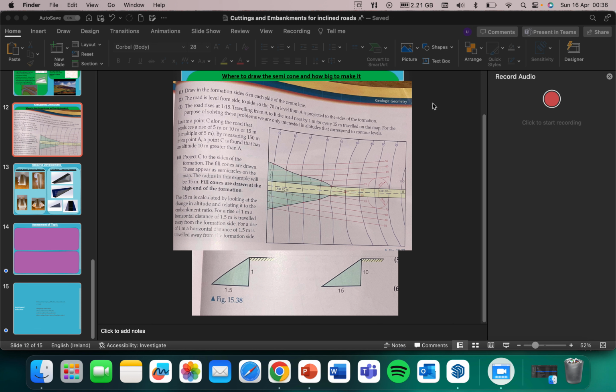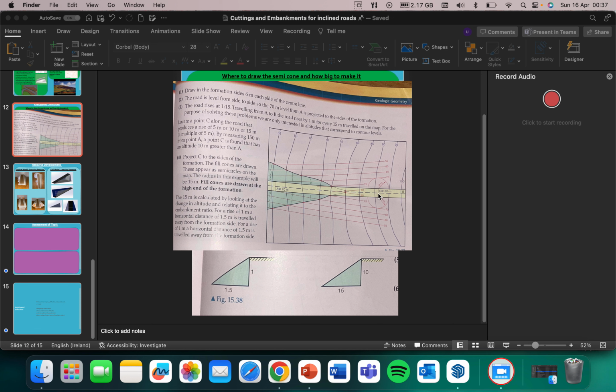So we can see that the road is 12 meters wide, 6 meters from each side of the centre line, and we can see here the key to this question is the road rises at a ratio of 1:15. So basically this means that the road rises by 1 meter for every 15 meters travelled on the contour map. So using this information we can find the point where we're going to build our semicone or where we're going to place it.